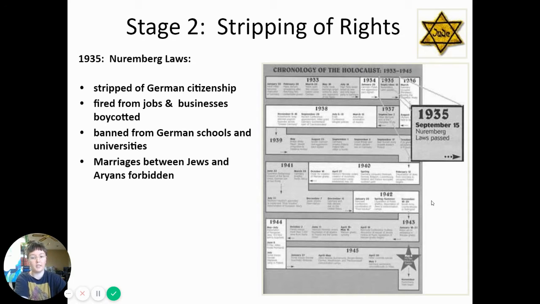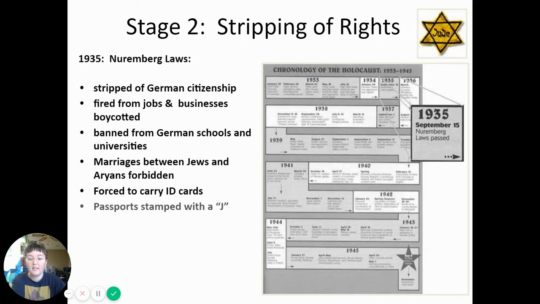Marriages between Jews and Aryans were banned. So Hitler's idea of the perfect race of Germans, even though it was kind of a made-up thing, Aryans aren't really so much the real race of people. Anyways, they couldn't intermarry. They were forced to carry ID cards. Their passports were stamped with the J. They were forced to wear an armband with the yellow Star of David. You can see that up in the corner here.